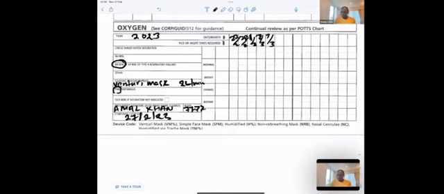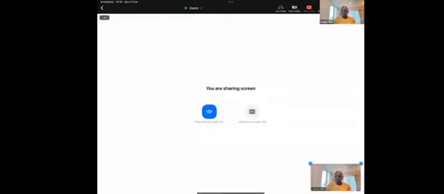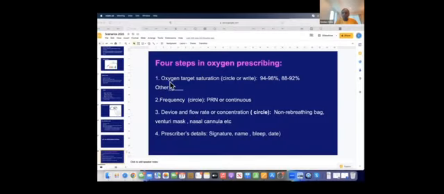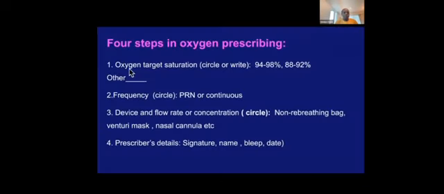Okay, good. I'm going to stop sharing, and we're just going to recap now that we have looked at that. We'll look at the steps one more time. Let me share the screen one more time. First step, oxygen target saturation, choose. Frequency, PRN or continuous, choose. Device, choose the device and say the flow rate. Prescriber's details, and you put it there. Then we are done. Thank you.